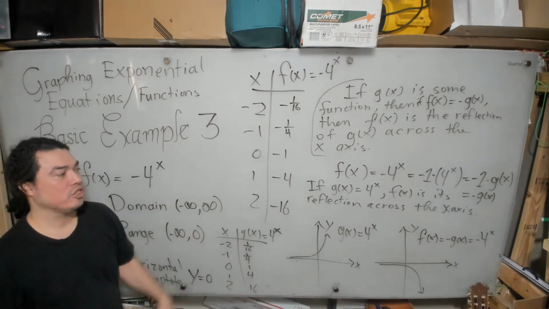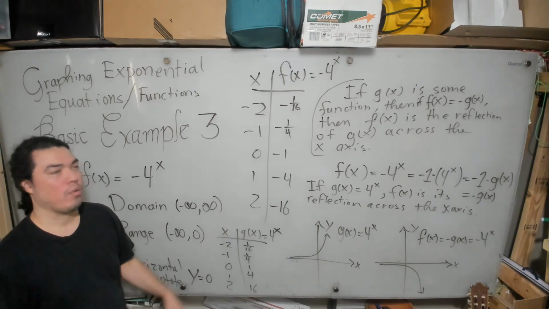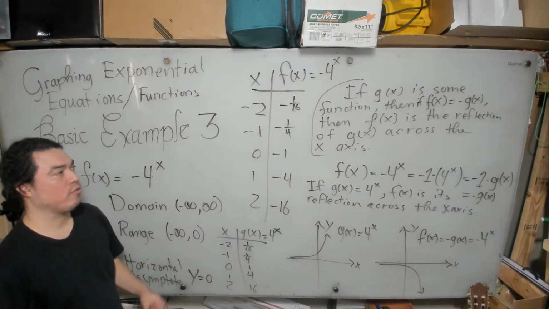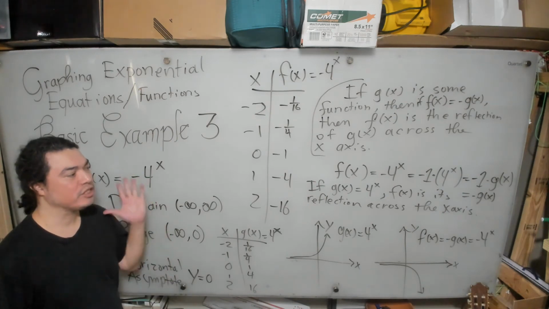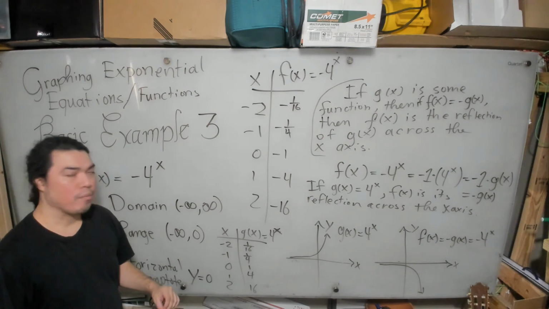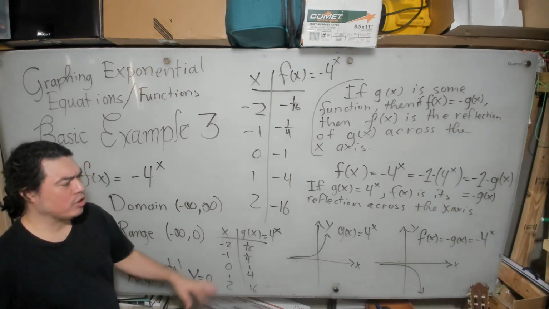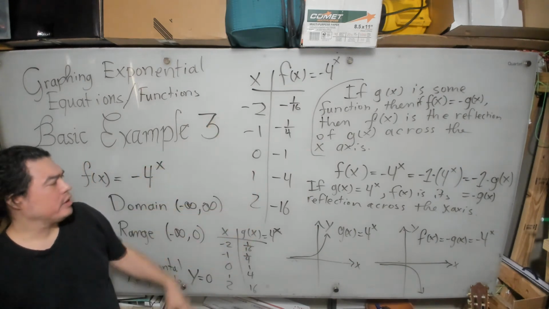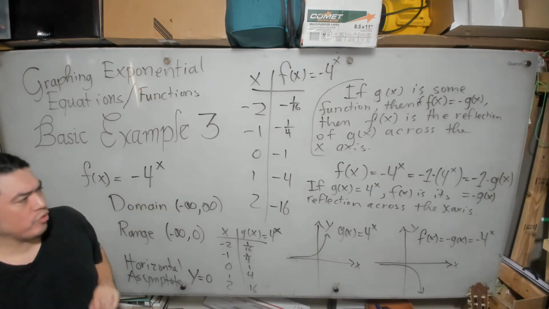But this discussion is not strictly necessary at this time, but I wanted to throw it in there for completeness, and for us to see those ideas being applied before we use them in the more complicated examples. And now we're just going to do a graph using our points of the negative 4 to the x graph.